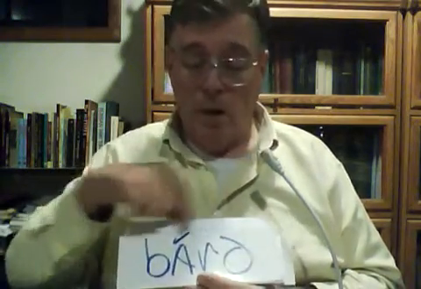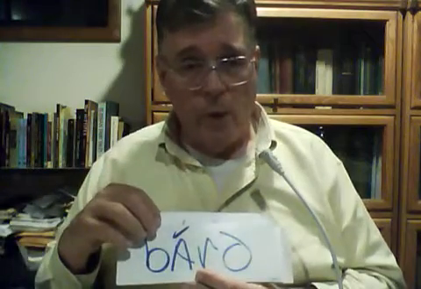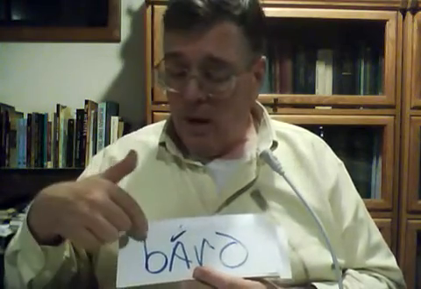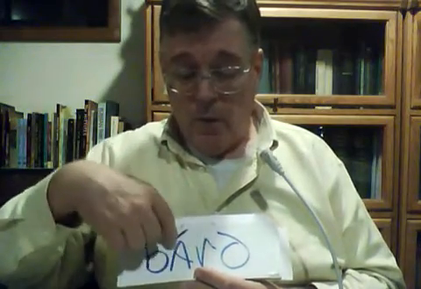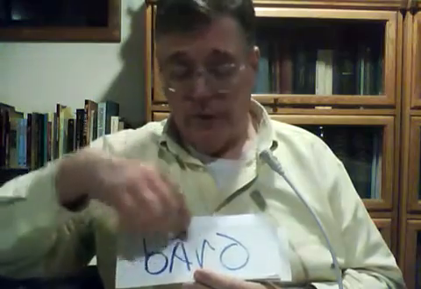Bard. This is a praise poet. It comes into English as bard. The B is broad because its closest vowel is the A fada. The R is broad, A fada. The D is broad because of the A fada.